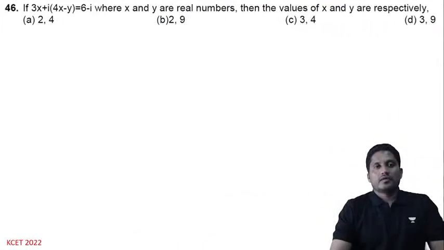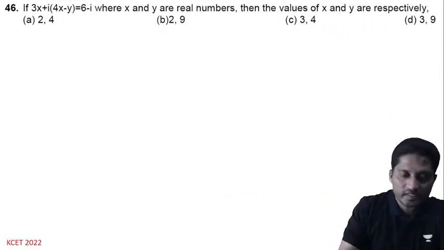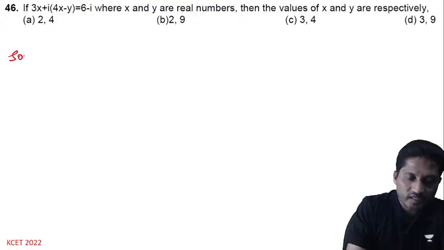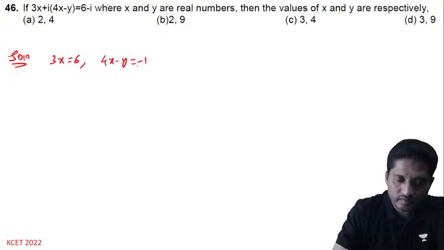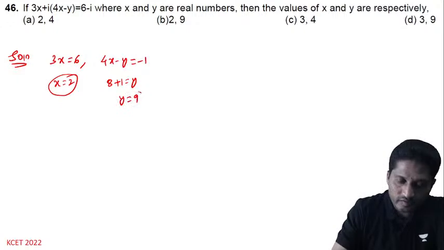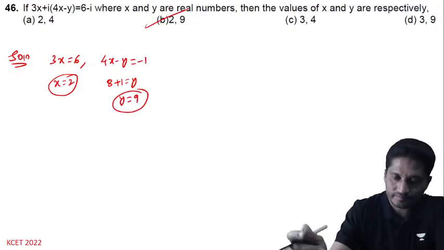Question number 46. Two complex numbers are equal, then the real and imaginary parts are separately equal. If I equate the real part, you will get 3x is equal to 6. If I equate the imaginary part, 4x minus y is equal to minus 1. x is equal to 2. 8 plus 1 is equal to y. y is equal to 9. So option is 2, 9.